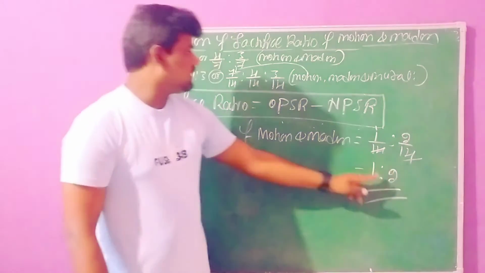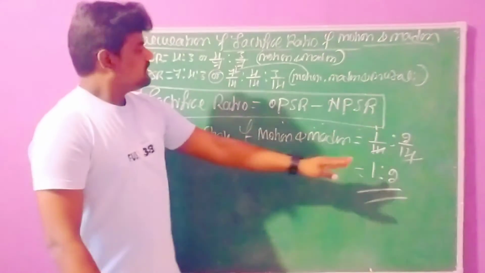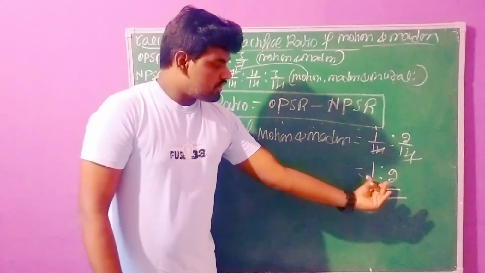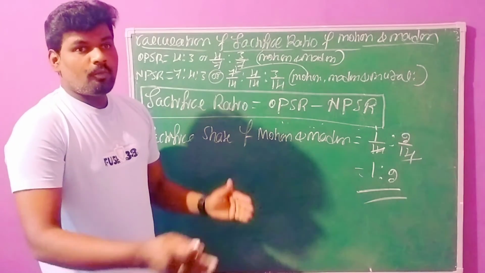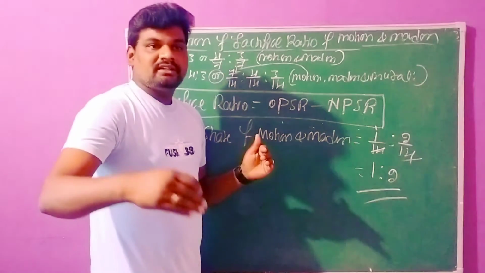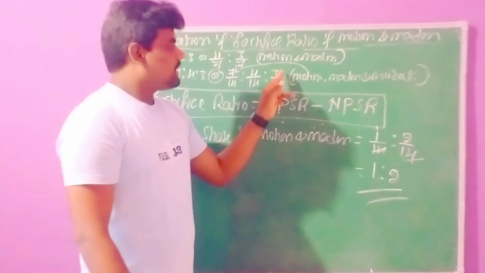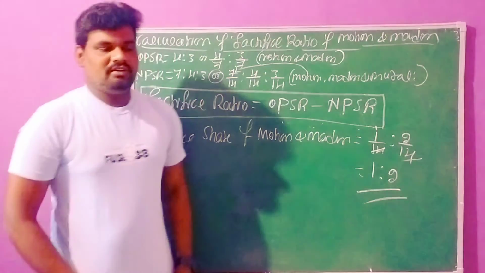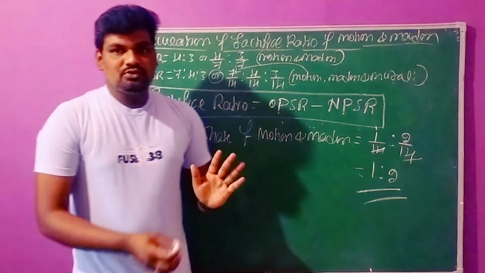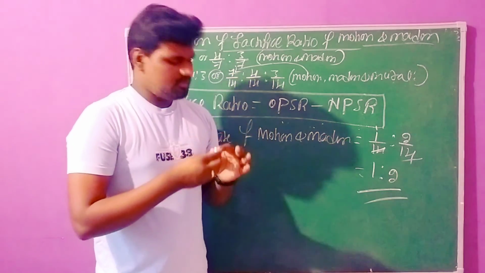1 plus 2, 3. 3 by 14 is the share of the new partner, Murali, right? So both the old partners are sacrificing some part of profit on the event of the incoming partner. 1 plus 2, 3. 3 by 14, they are sacrificing in the business organization.